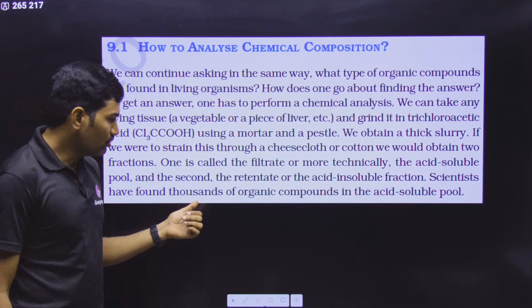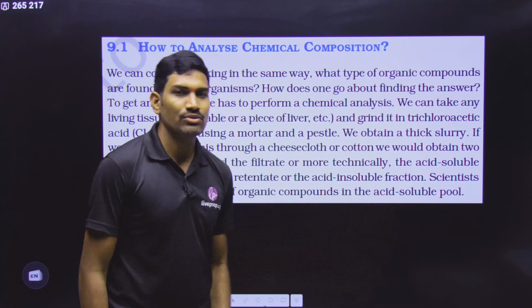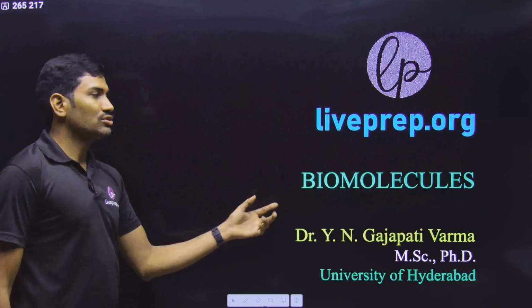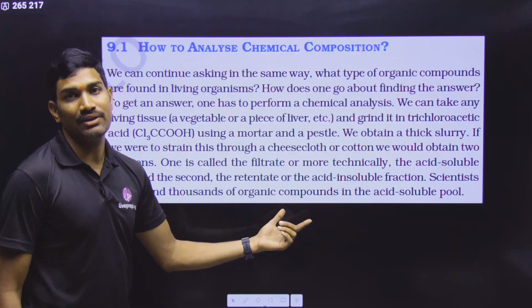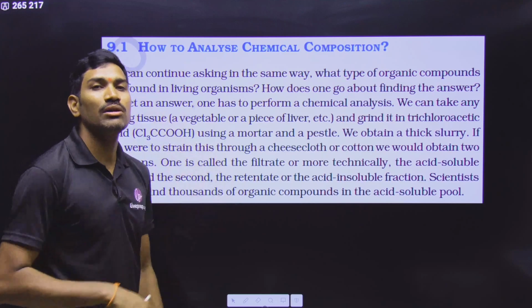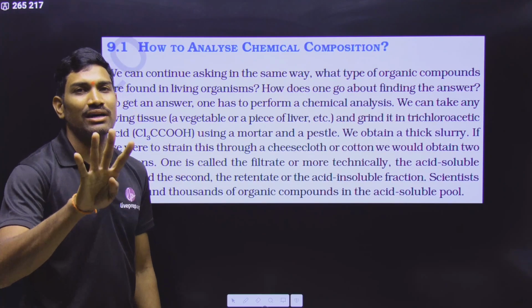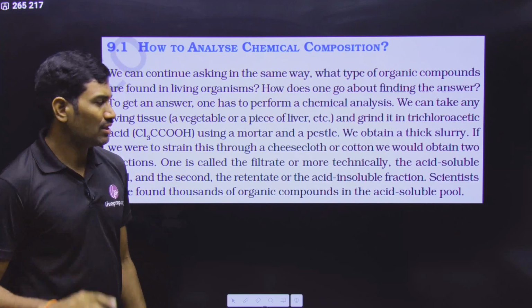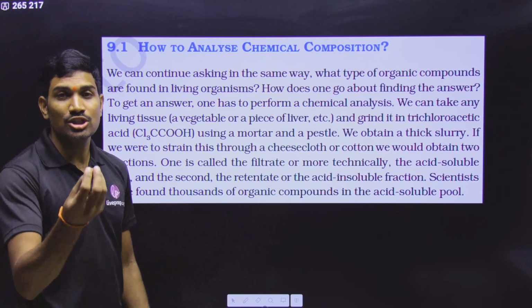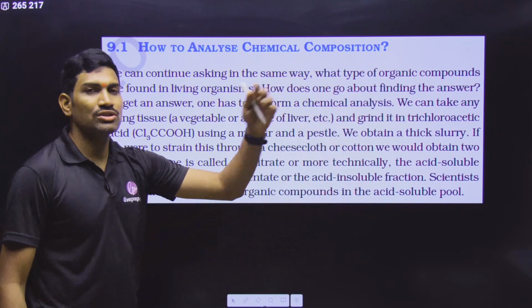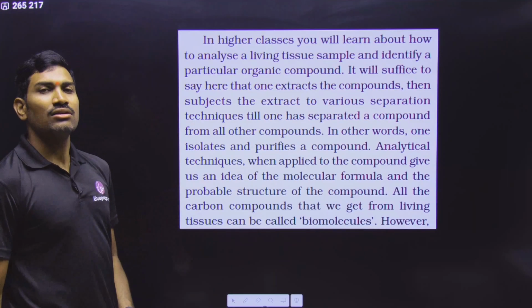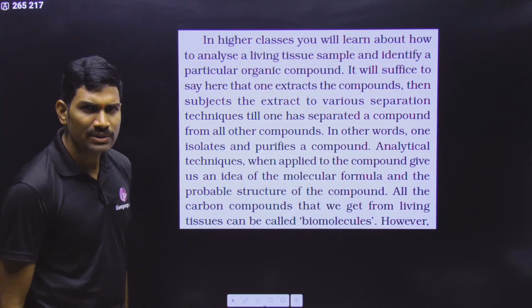Scientists have found thousands of organic compounds in the acid soluble pool. But in the acid insoluble pool, 4 types of organic compounds. Please remember this. In the acid insoluble pool, just 4 types. But in the acid soluble pool, thousands of small molecules are present. Not only organic, even inorganic compounds are also present in this.